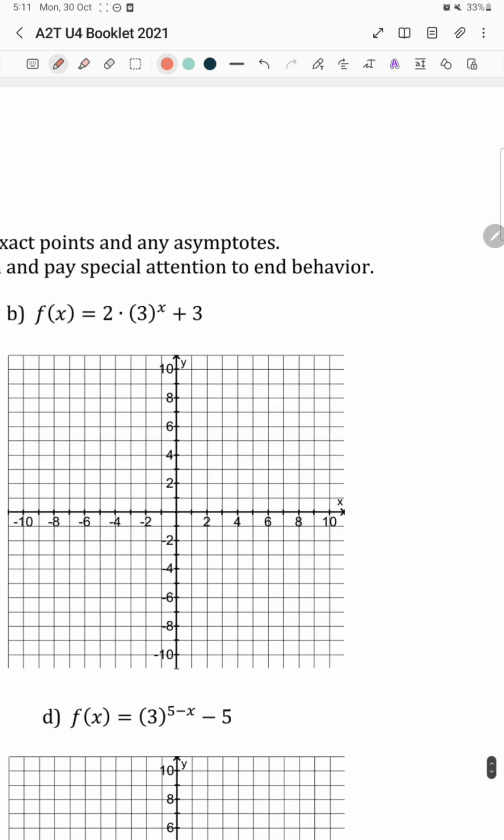Okay, f of x is equal to 2 times 3 to the power x plus 3. And now we need to take the values of x and y. If x is minus 1, y would be 3.66. For 0, it would be 5. For 1, it would be 9.